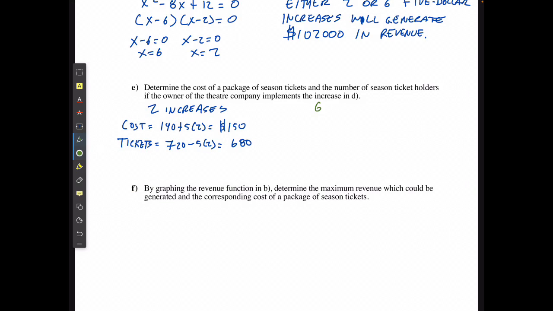If I do 6 increases, then the cost is going to be 140 plus 5 times 6, or $170. The tickets sold is going to be 720 minus 20 times 6, or 600 tickets sold.